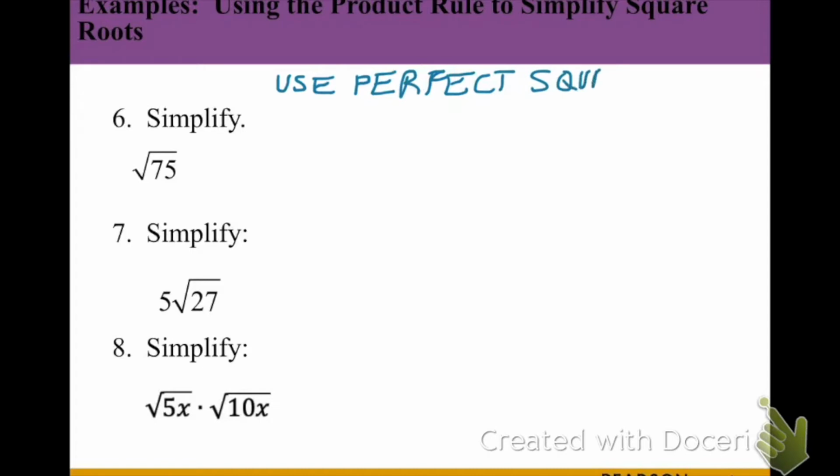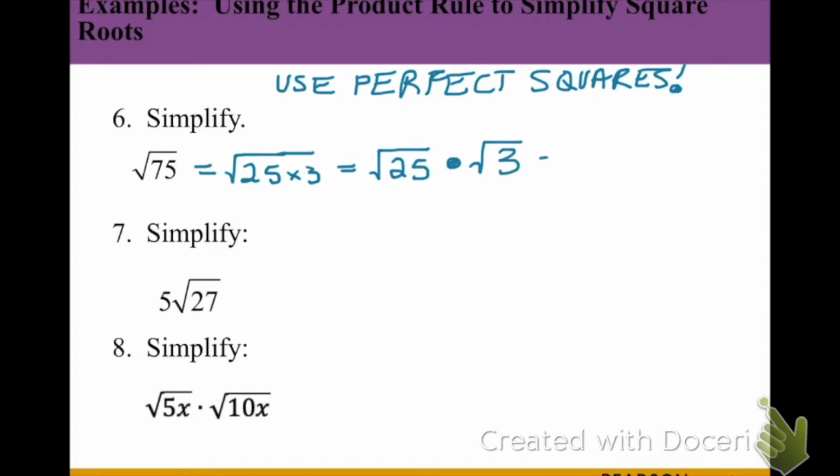So we need to think about which perfect square could go into 75. Well, in this case, we can split 75 into 25, which is a perfect square, times 3. And using the product rule, we can split that apart into the square root of 25 times the square root of 3. If we do that, we can reduce the square root of 25 to 5 and get our answer of 5 square root 3. Notice our final answer has no perfect squares left in the radical.